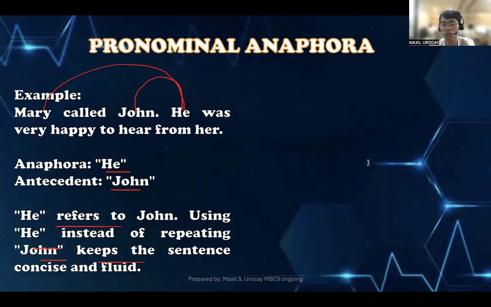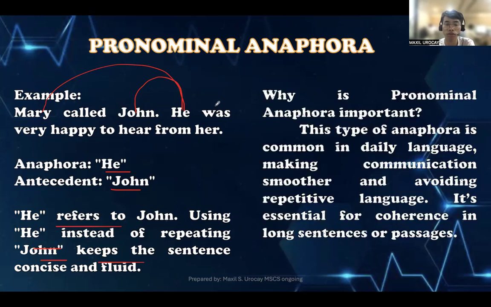So why is this approach really important? Because this type of anaphora is common in daily language, making communication smoother and avoiding repetitive language. And that is essential for coherence in long sentences or passages, which allows us to keep the ideas connected without unnecessary repetition. And that is really good.